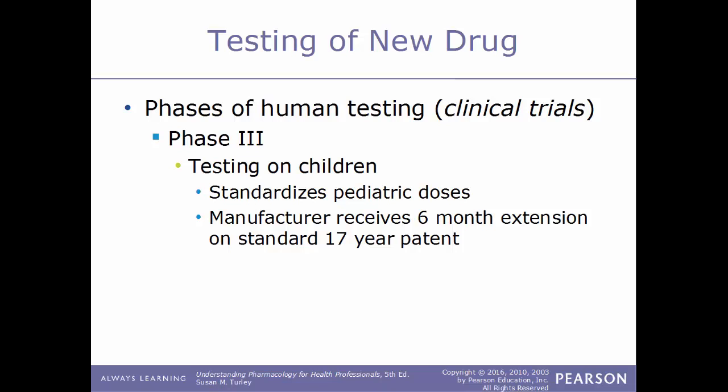And when it comes to testing on children, this is the phase where you get the standardized pediatric doses, because obviously the dose that you would give an adult will vary from what you would give a child. The manufacturer of these drugs will receive a 6-month extension on a standard 17-year patent.